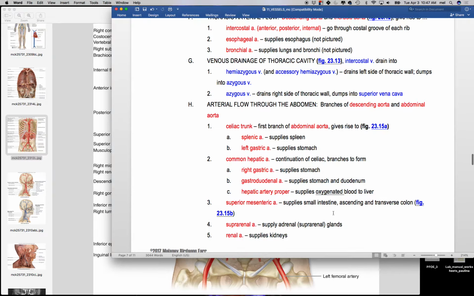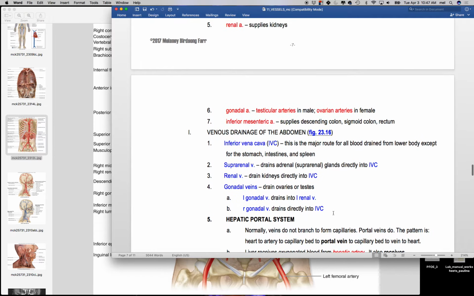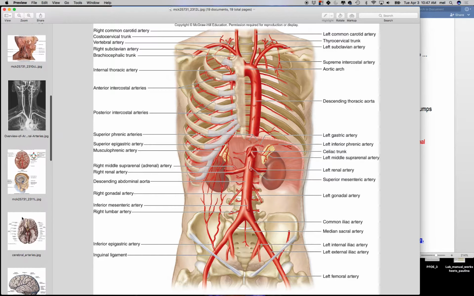So, oh, you know what? I forgot to do that in the other class. Silly me. I have to go back and fix that up. Oh, venous drainage of the thoracic cavity. I forgot to do that in the other class.